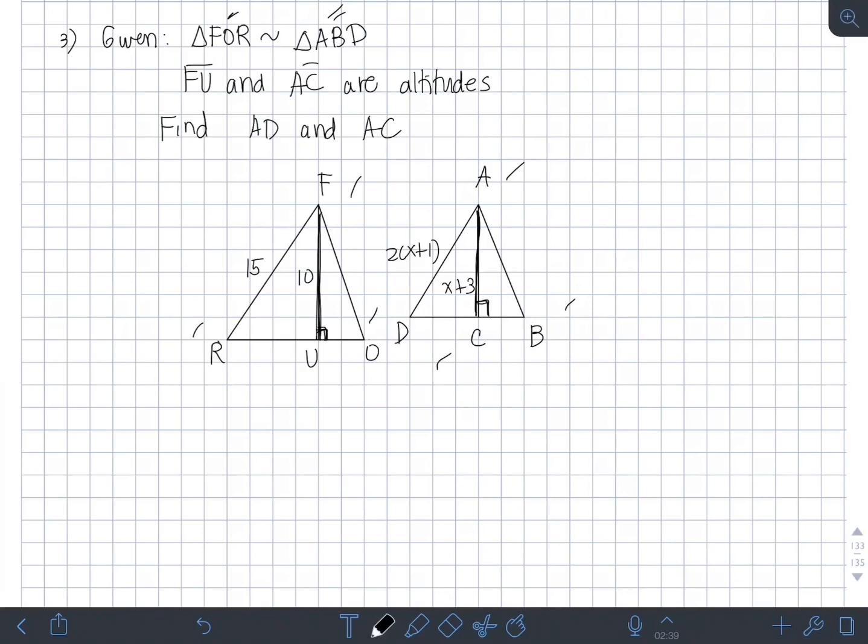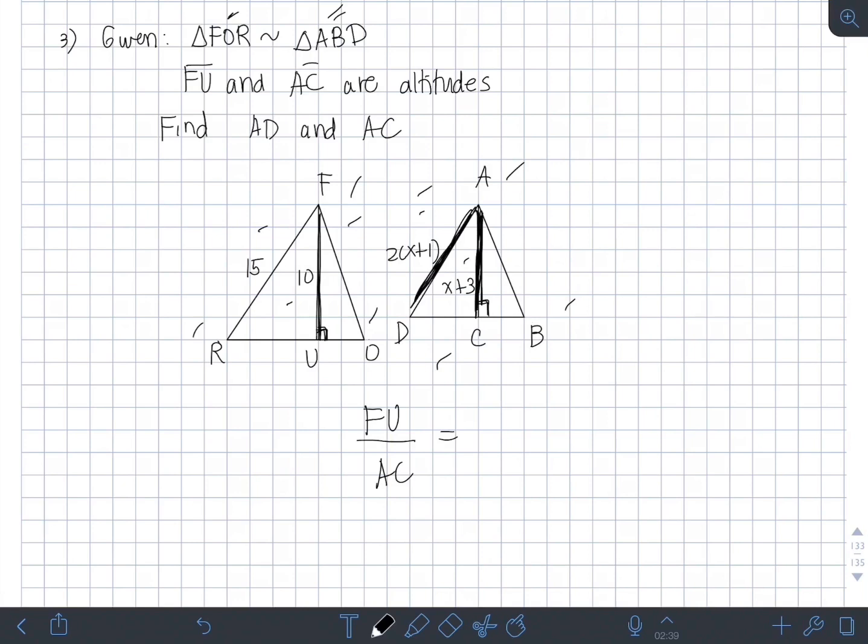Okay? And then, meron din tayong dimensions. So, RF is 15. FU is 10. AD is 2 times x plus 1. And AC is x plus 3. Hanapin daw natin itong AD and then AC. Okay? So, dahil meron tayong altitudes, obviously, gagamitin natin yung theorem for altitude. So, sabi doon, yung ratio ng two corresponding altitudes ng similar triangle, in this case, we have FU over AC, dapat equal din sa ratio ng any two corresponding sides.